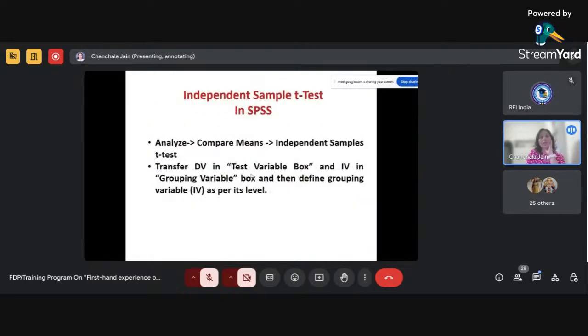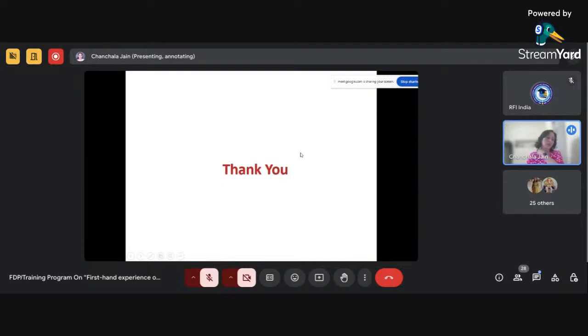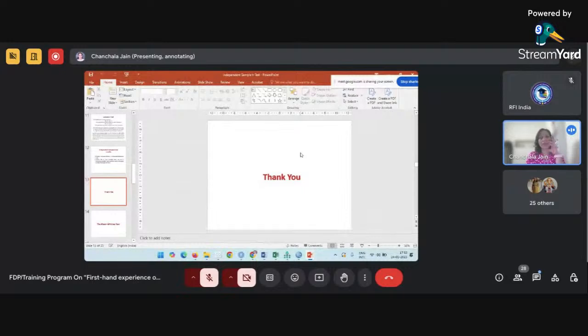Further, how to perform the independent samples t-test in SPSS is the process which we will see next. So this is about the conceptual background of the independent samples t-test. So far, any confusion you people have regarding this?